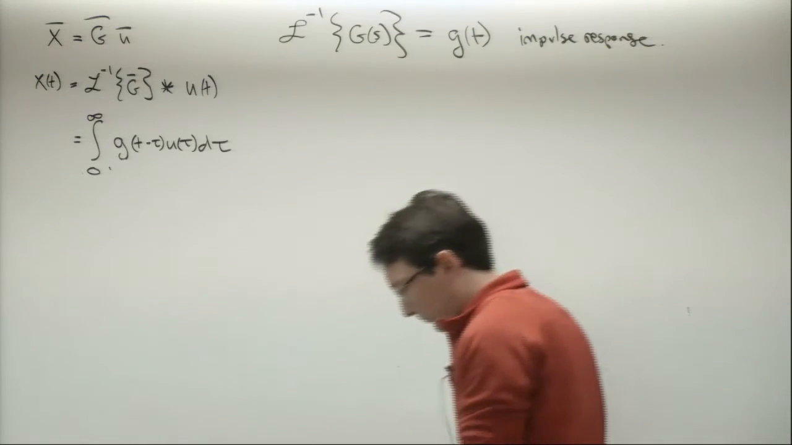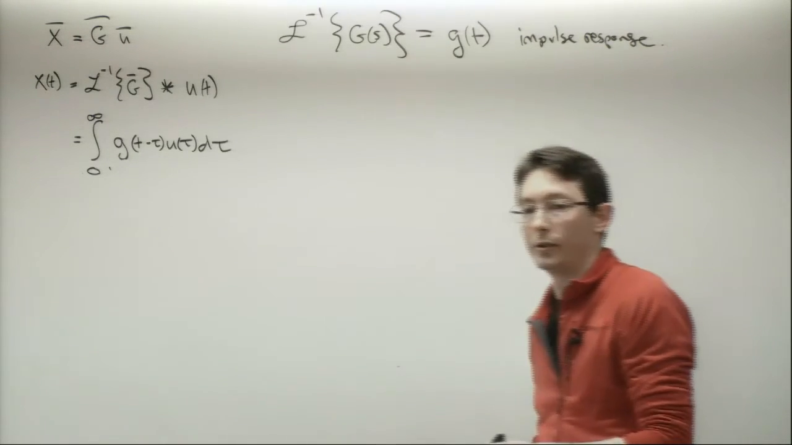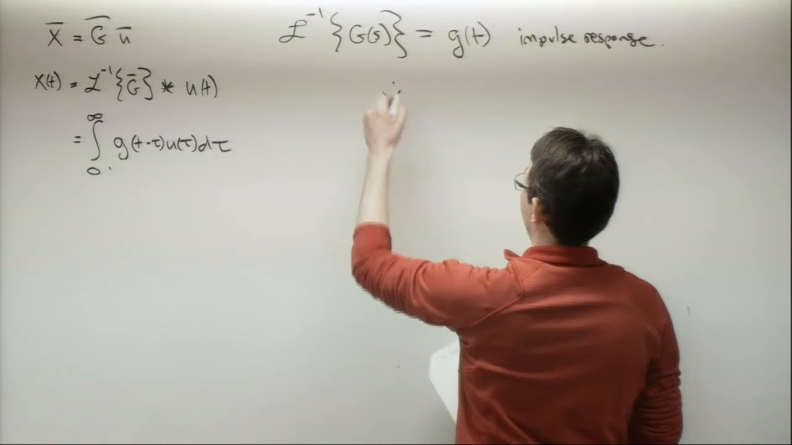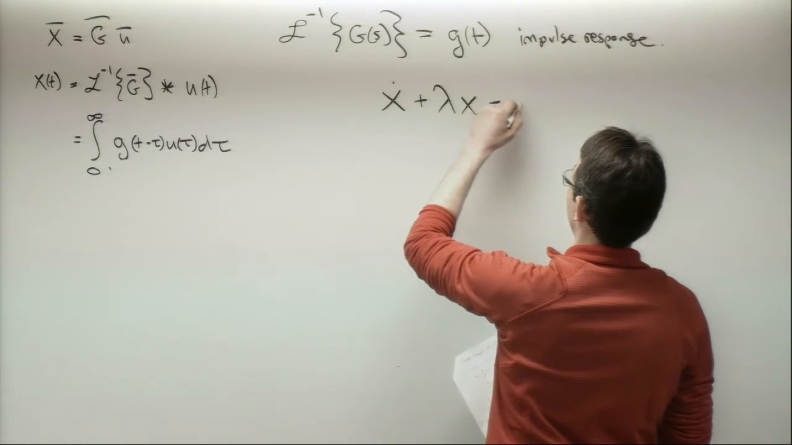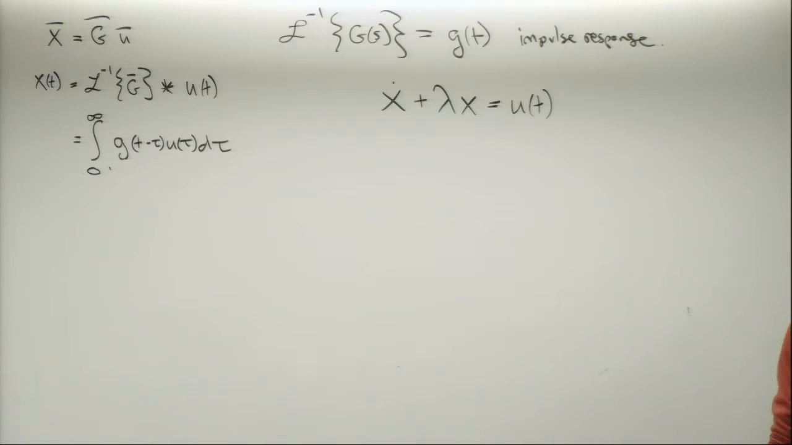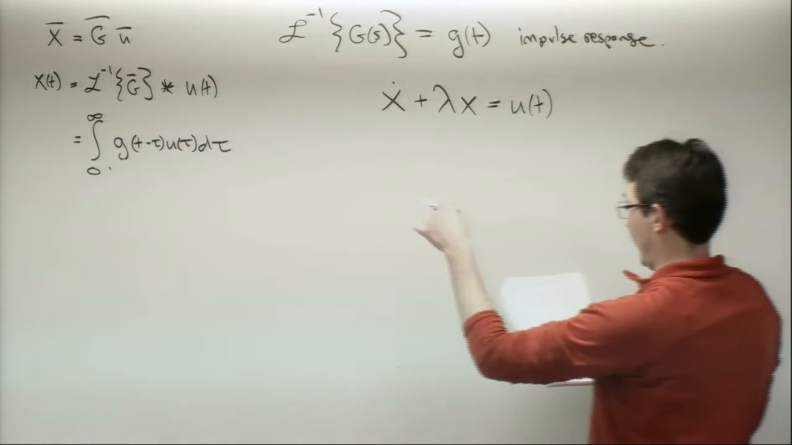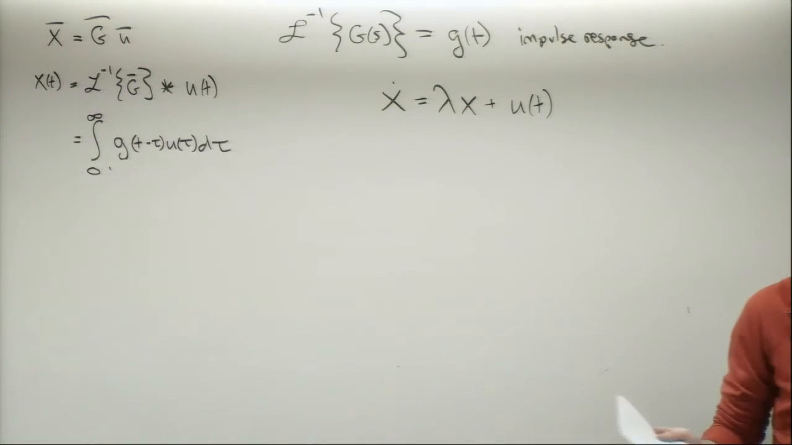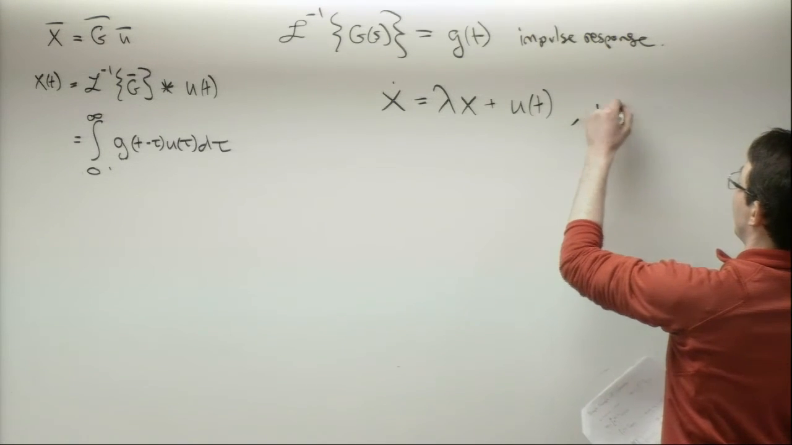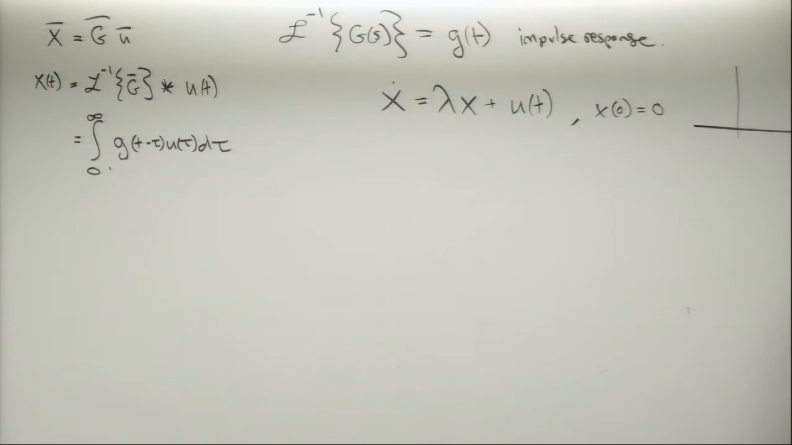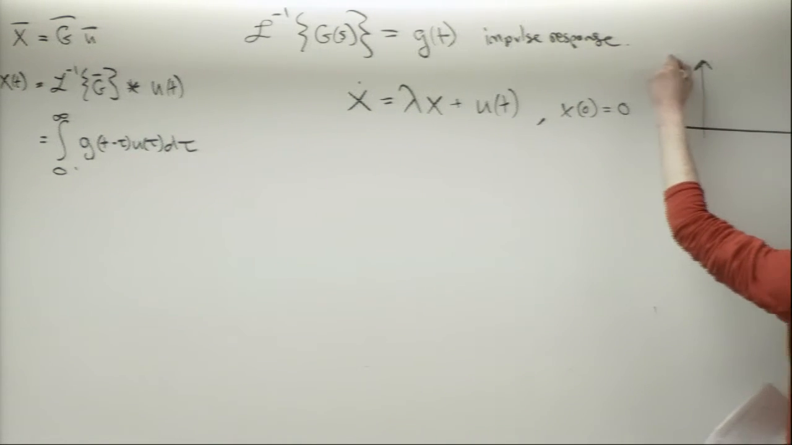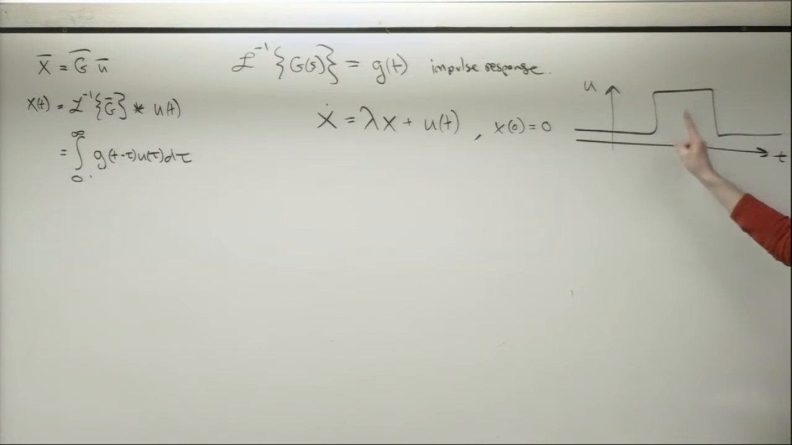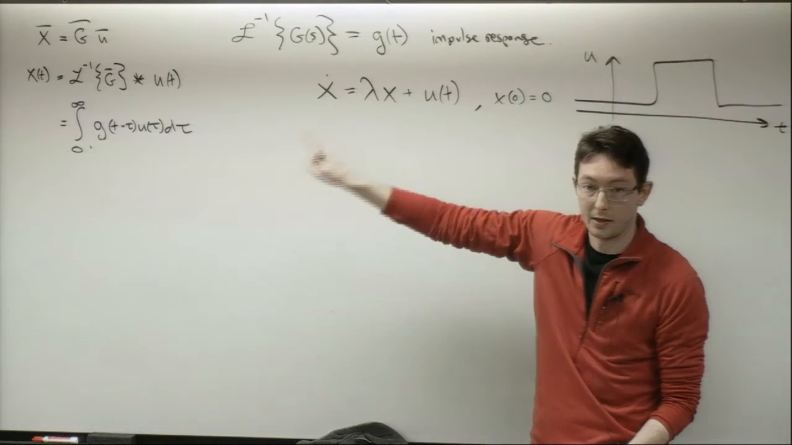Okay, so anyway, let's do another simple example of convolution. So our second simple example is the following. It's the exact same simple example. We're going to look at x dot plus lambda x equals u of t. But maybe x dot, let's say x dot equals lambda x plus u of t. We're going to have 0 initial conditions, and I'm going to have a function u of t, which is just a square wave pulse. So I want to know what this input does to this system using convolution.